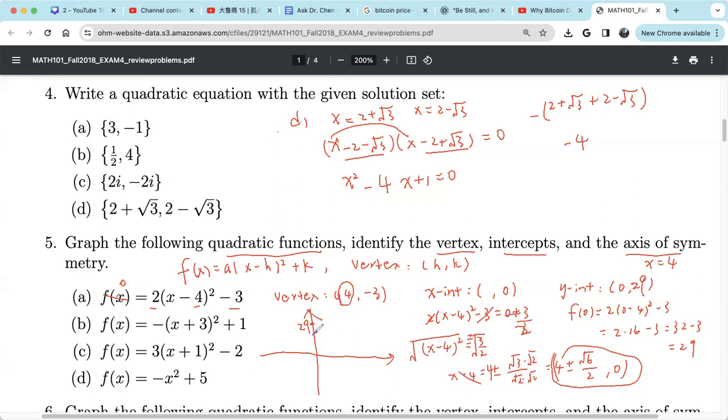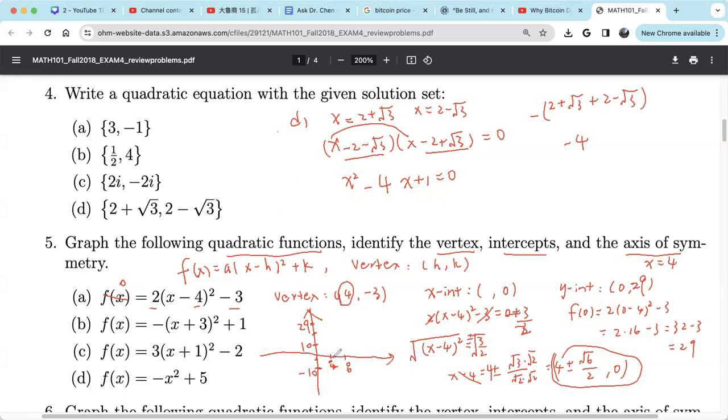That means this is about 10, right? So -3 is somewhere here. So this much will be -10. 4, let's see, maybe 4 is here. 4, 8. The increment on the x-axis and on the y-axis doesn't have to be the same. So let's see, (4, -3) is somewhere here. So the vertex is here, and the y-intercept is here.